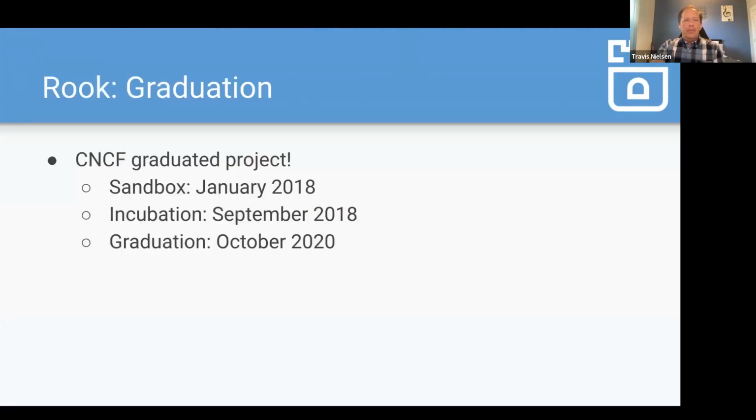So a few more comments about the Rook community. I already said Rook is a graduated project. With CNCF, there's a process to go through to get to that state. We started as a sandbox project back in 2018, moved to incubation later that year, and then in October 2020, we were happy to reach that graduation milestone.